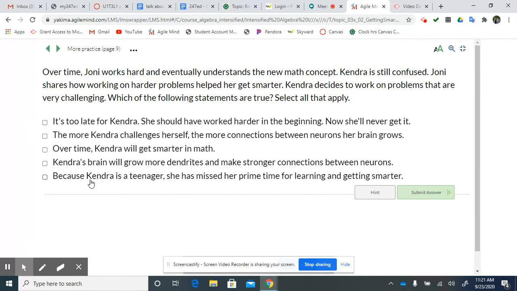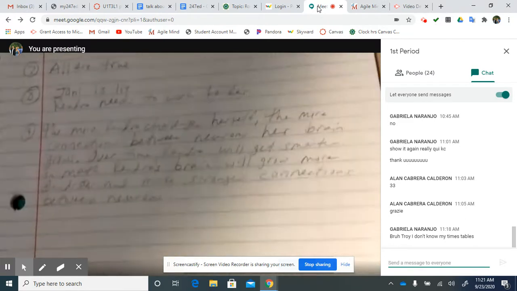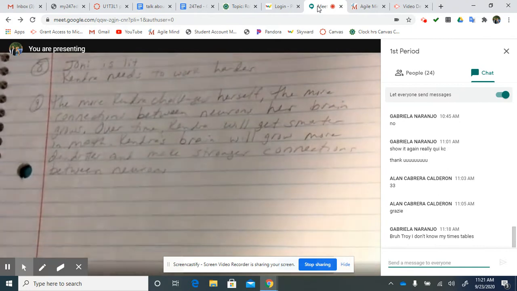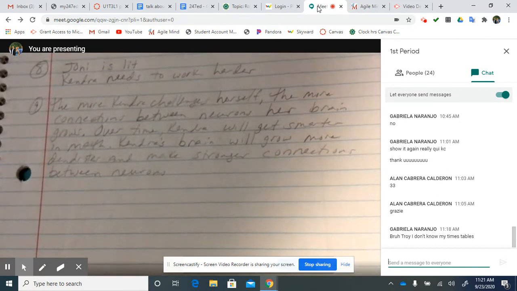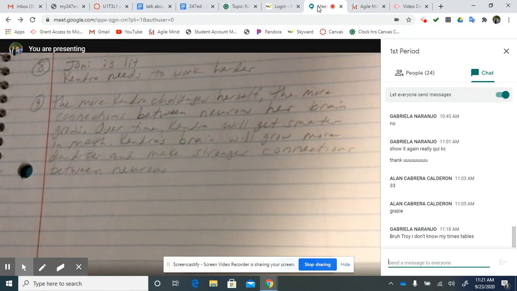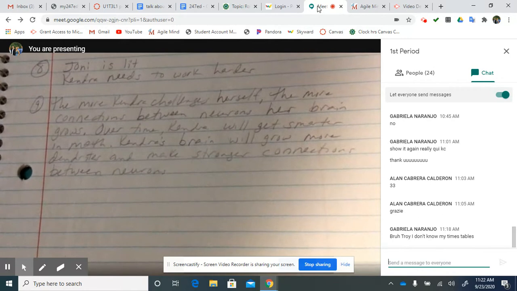All right, so the last one, just because she's a teenager, she hasn't missed her prime. This is the prime time for learning when you guys are teenagers. All right, so on my paper, I have the more Kendra challenges herself, the more connections between neurons her brain grows. And over time, Kendra will get smarter in math. And Kendra's brain will grow more dendrites and make stronger connections between neurons.